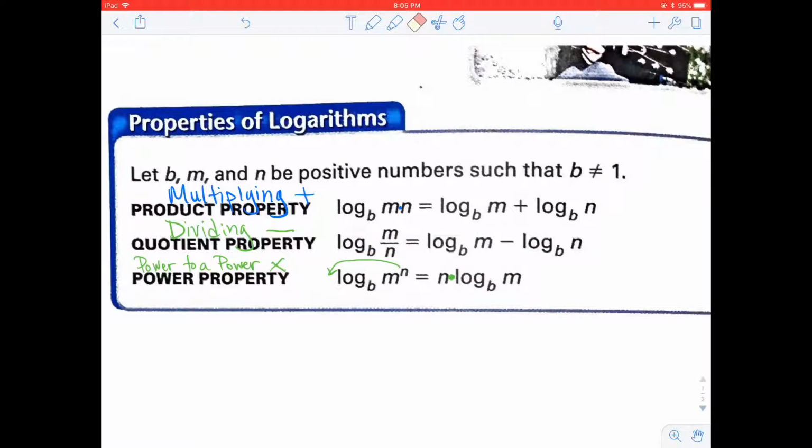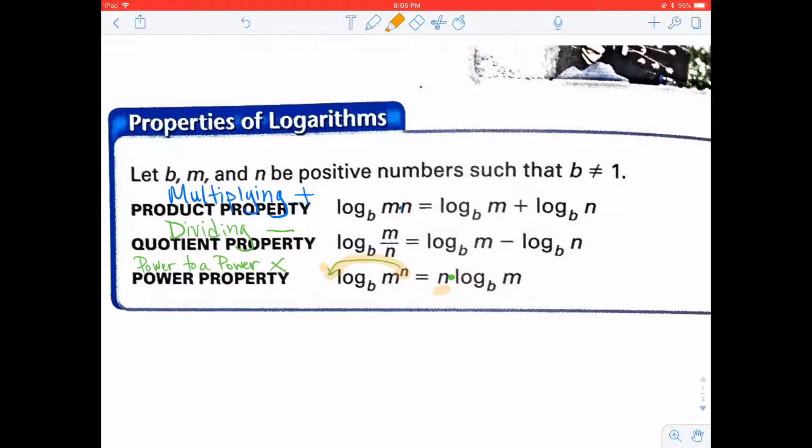Then we're going to look at our power property, and power to a power we multiply. And we do that by grabbing the exponent and just moving it out front so that it's touching the log. And again, anytime something's touching in math, it's multiply. So we just pull that exponent over to the front and show multiplication.